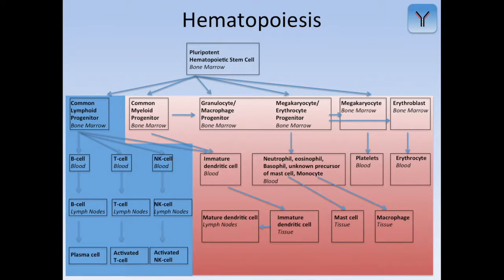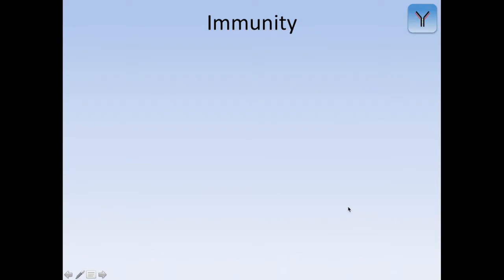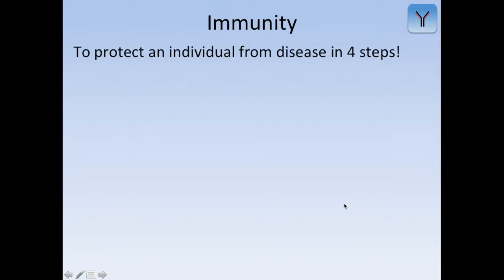Hematopoiesis is essentially the process that hematopoietic stem cells will differentiate into our different parts of the immune system. This is the adaptive and innate immune system. Don't be afraid if you don't understand what's going on here right now. You will soon. Now let's begin with immunity.